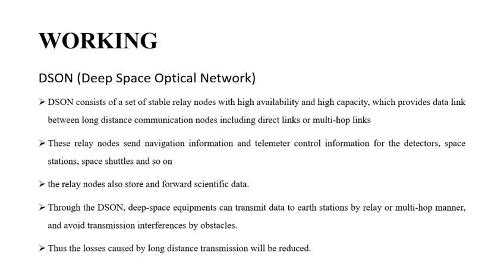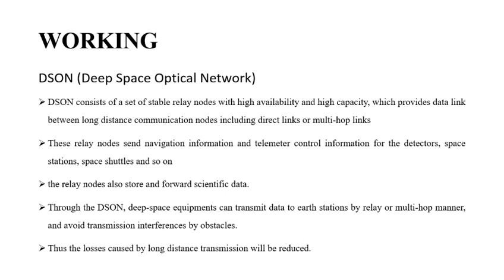Now we are going to the working process. In this working process, we are divided into two parts. One is the deep space optical communication network and another is the algorithm. The deep space optical network consists of a set of stationary relay nodes which are from one end to another end, or one satellite to another satellite. It can be helpful for higher capability. It provides data links for longer distance communication from one satellite to another satellite.